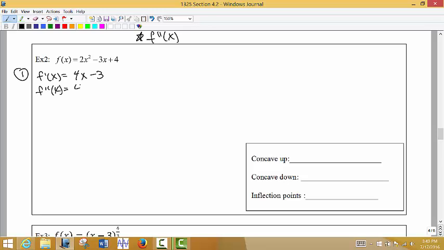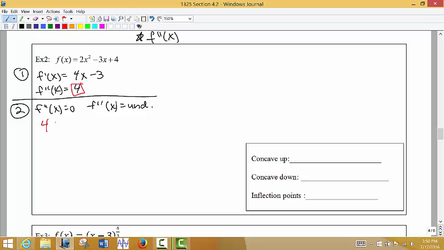Okay, so my second derivative turns out to be 4. The next thing that we want to do is determine, are there any places where the second derivative would be 0 or where the second derivative would be undefined. Now this one is pretty interesting and actually turns out to be pretty easy because the second derivative is 4, not 4x. There are no variables here.